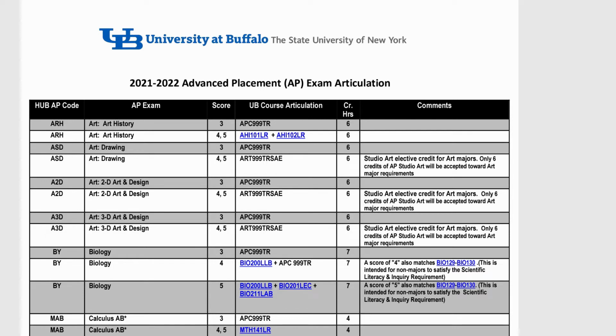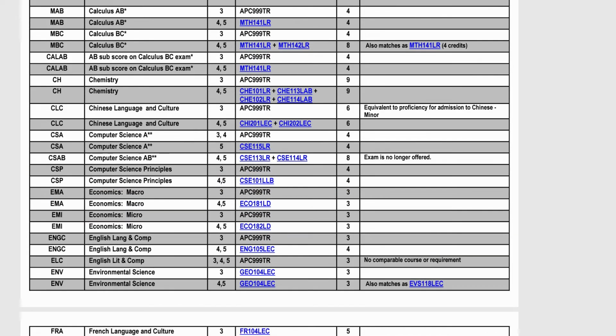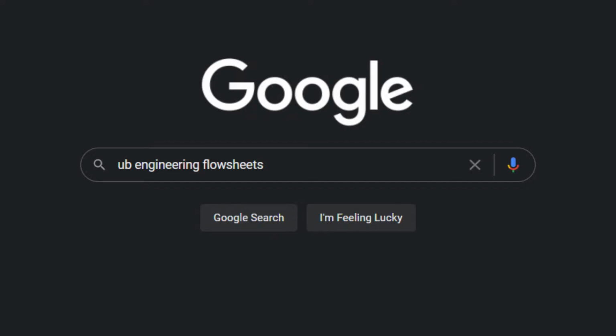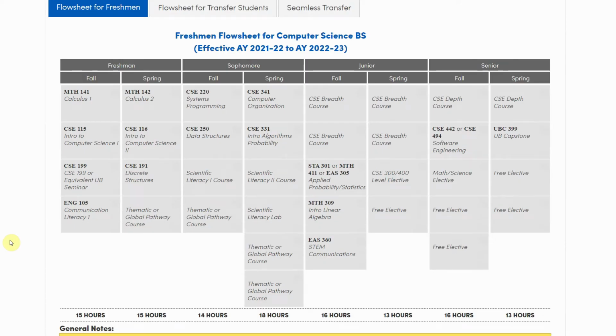As an example, if you took Language and Composition AP and received a 4 or 5, that's equivalent to our English 105. You'd therefore not have to take that introductory composition course at UB. Or a 4 or 5 in Calculus AB is equivalent to our Math 141, which is Calculus 1. You can look at our engineering flow sheets found with a Google search and look up your major. For example, let's say your Computer Science BS major. As you see, here is that Math 141 and English 105.